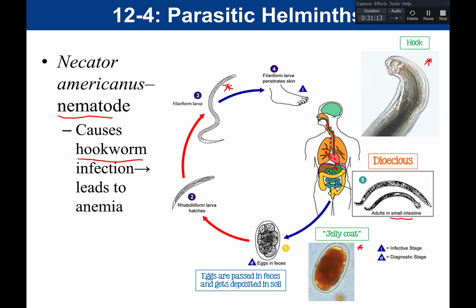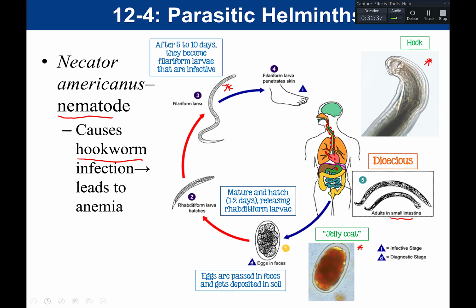Now, the eggs can then mature and hatch in 1 to 2 days, and this releases a stage that's referred to as rhabditiform larvae. And so this is going to be the first stage after the eggs. So they're going to mature, they're going to form the rhabditiform larvae.